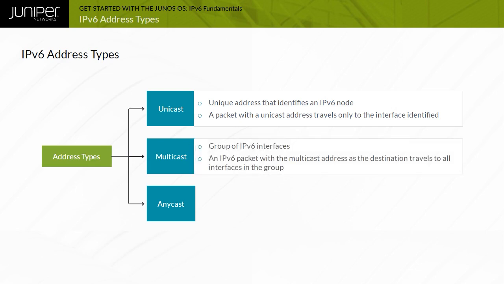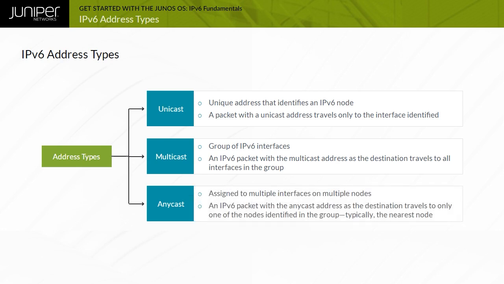A multicast address is an identifier for a group of IPv6 interfaces that might belong to different nodes. An IPv6 packet with the multicast address as the destination travels to all interfaces in the group.